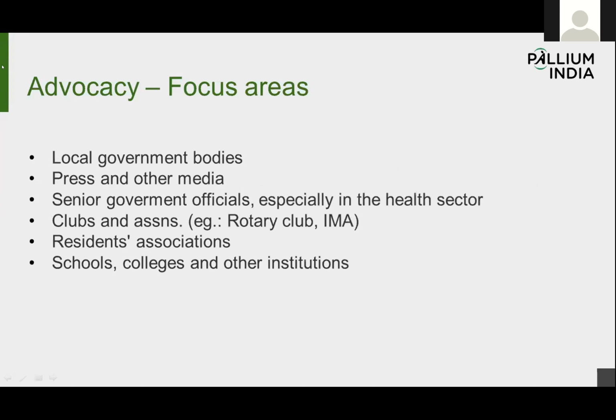So the focus areas, obviously, are government bodies, residents associations, schools, colleges. Now, out of this, I would say the most critical is the press. And you know why? Because the reach of the press and the media is much, much more than what we can hope to achieve as individuals.